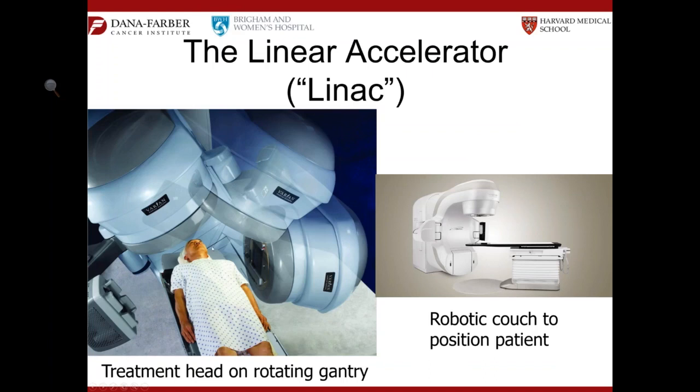And so what these devices look like are essentially there's a treatment head where the radiation beam is emitted, and the whole treatment head rotates around the patient on a rotating gantry. And then the patient is typically positioned on a robotic couch to be able to move the patient through 6 degrees of freedom to position them precisely to aim the radiation at the tumor.